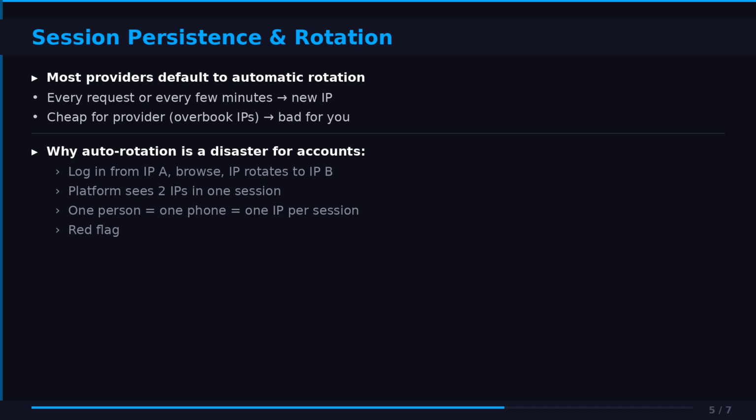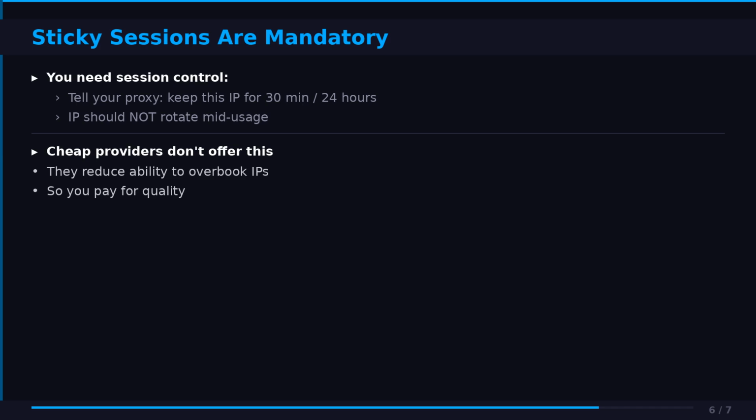Here's why. You log into an account from IP A. You do some activity. The system notes that all activity for this session came from IP A. Then, mid-session, your proxy rotates to IP B. You're still logged in, but your traffic is now coming from a different IP. The platform sees the account accessing content from two different IPs in the same session. That's not possible with a real person. One person has one phone with one IP per session. So the platform flags it.